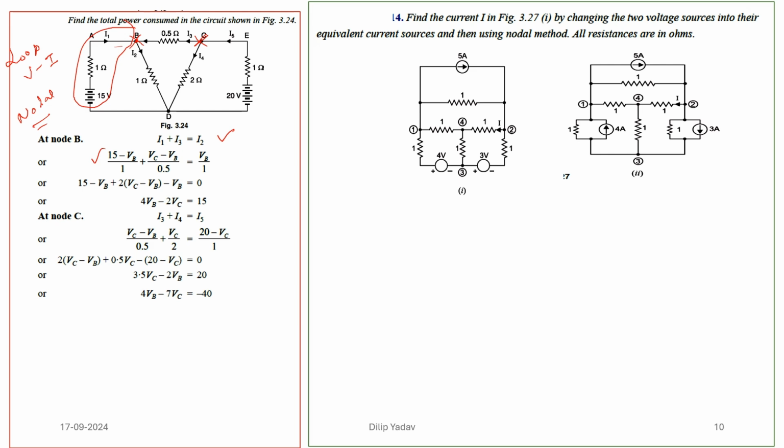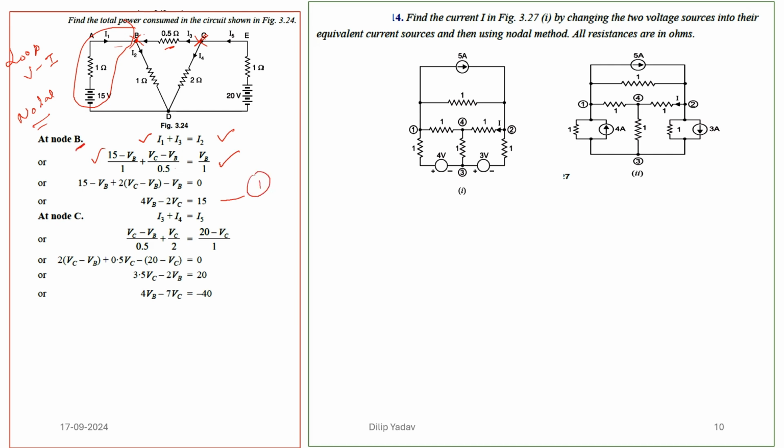Then we have another one that is VC. VB minus VC, but the direction is opposite, so VC minus VB divided by 0.5, this one. And again we have I2 equal to VB upon 1. So this will be the first equation that we will obtain at the node B.